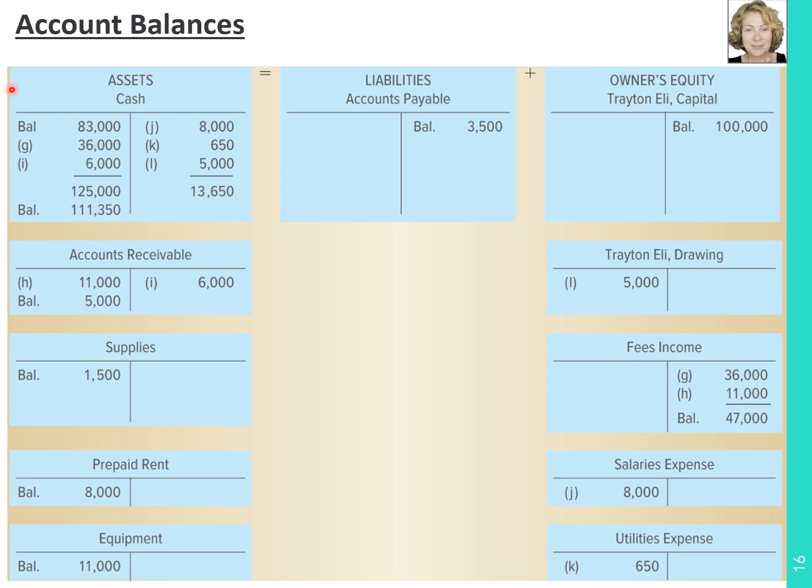Again, we'll foot and sum all of our T accounts, first on the asset side, then for liabilities, and then for owner's equity accounts. And we're now ready to move on to our trial balance.